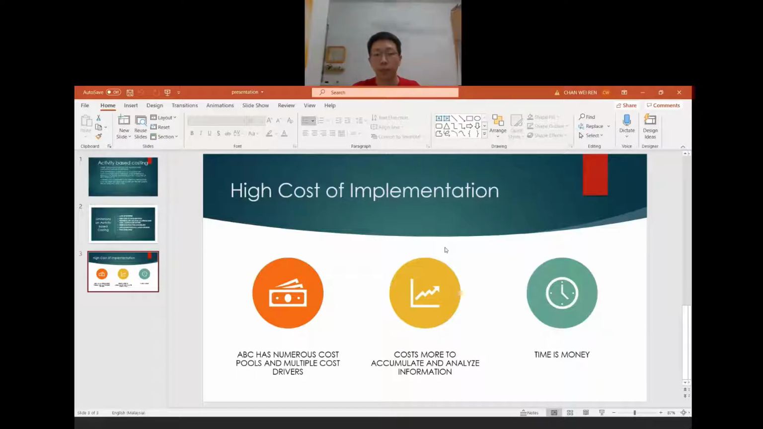People always say time is money. Activity-based costing requires a lot of time to gather a lot of data. Companies would rather use other methods, which are less time-consuming, to save time. The company can use the time they save to carry out activities that bring more profit to the organization. That's all from me.